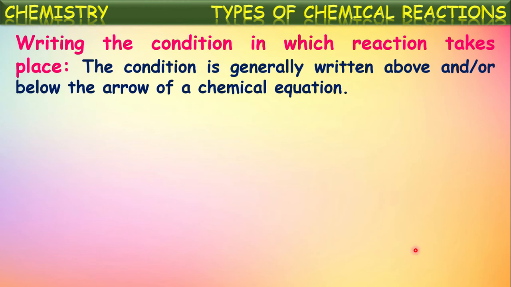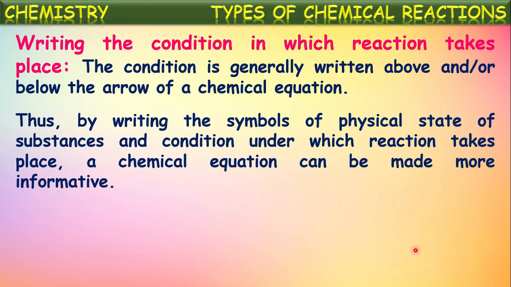Writing the condition in which the reaction takes place is one more piece of information about the chemical reaction. The condition is generally written above or below the arrow mark in the chemical equation. We know the arrow mark is in between the reactants and products. The arrow mark separates the reactants and products in the chemical equation. On this arrow mark, the conditions needed for that reaction are generally represented.